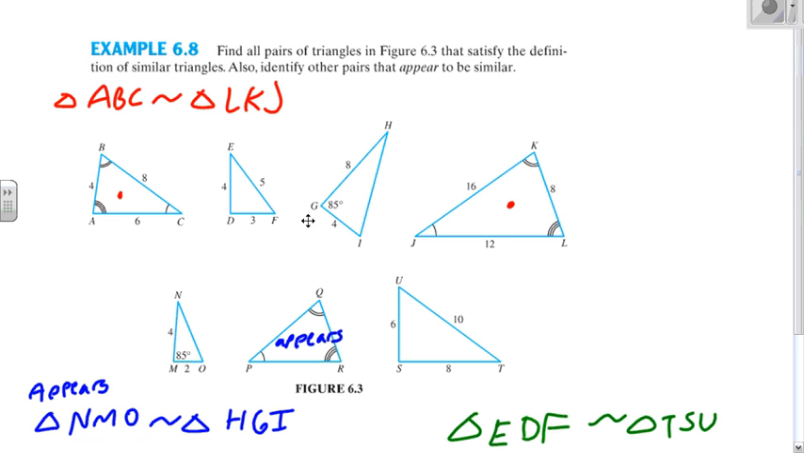Make sure you write them in corresponding order. So let's go ahead and just write this one in our first statement. Triangle Q, no, RQP.